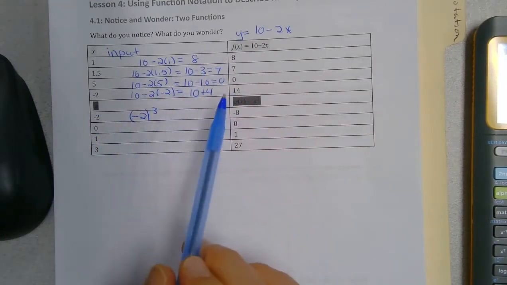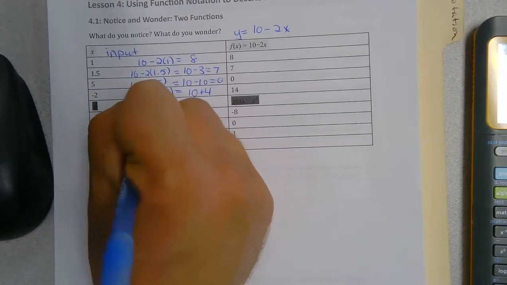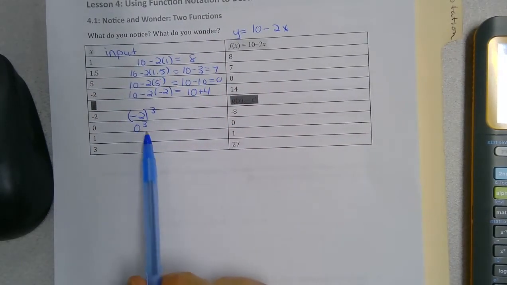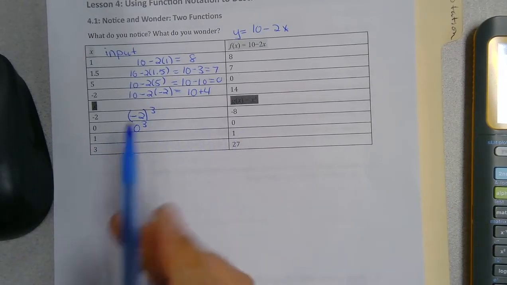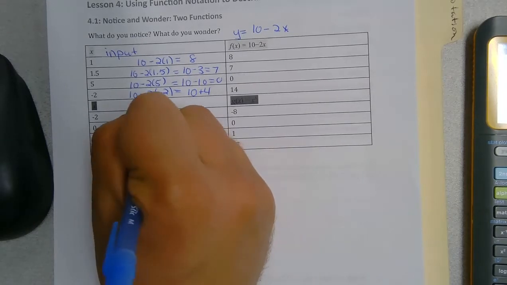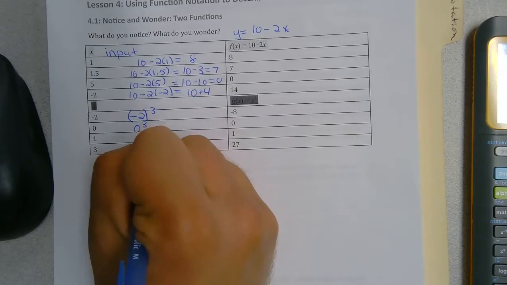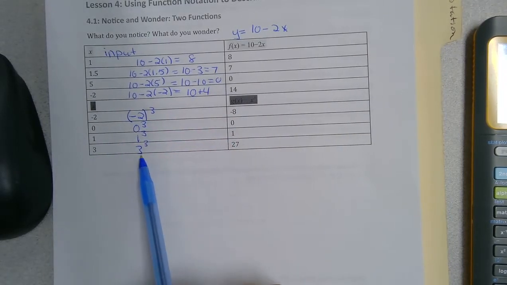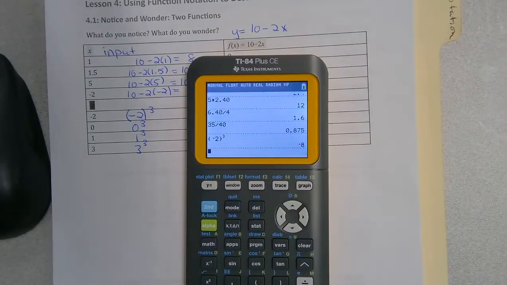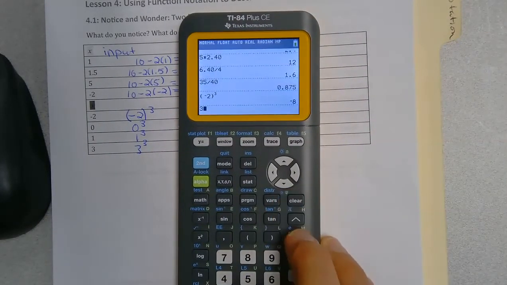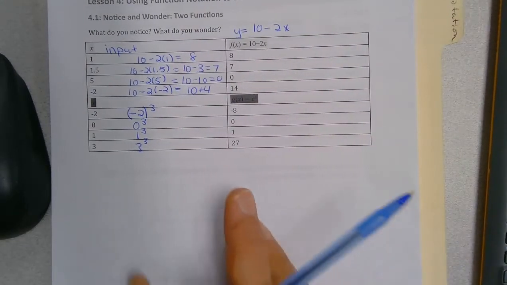Here, this would be x to the third power. So we have 0 to the third power. Again, that means 0 times 0 times 0, which is 0. Here, if I input 1, 1 to the third power, or 1 times 1 times 1, is 1. And if I input 3, 3 to the third power means 3 times 3 times 3, which is 27. So to check 3 to the third, you press 3, and then this caret key just means to the third power. And you can verify that with the calculator.